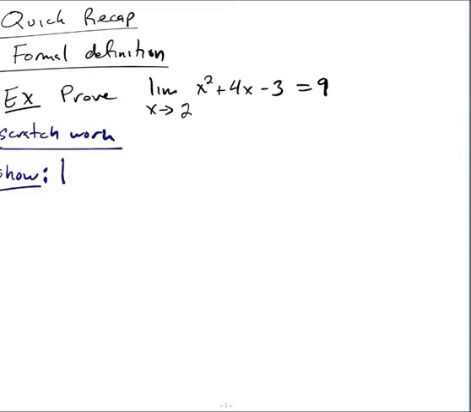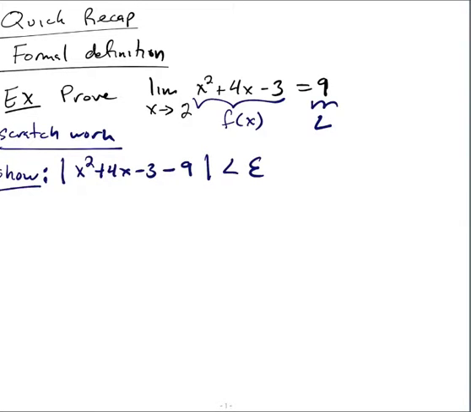So f of x, which is my function, minus L, which is the value of the limit. So I'm trying to show that |x squared plus 4x minus 3 minus 9| is less than epsilon, right? And what is epsilon? When we're going through this, we think of epsilon as just a small number, really small, like 0.0001, let's say.